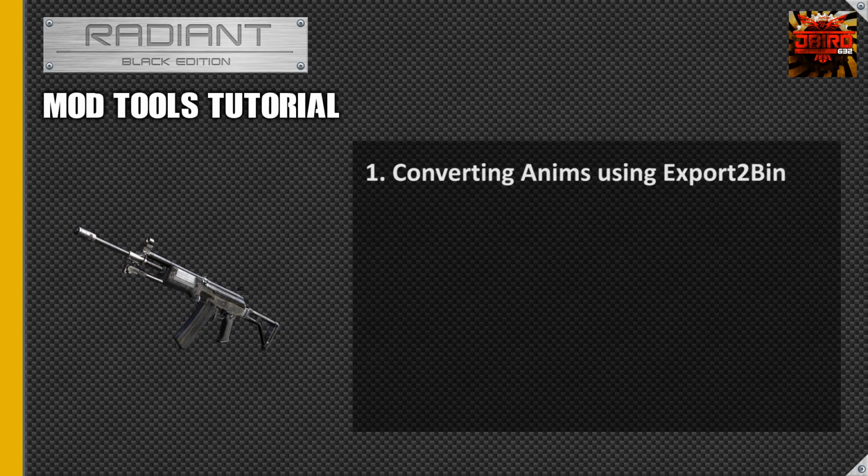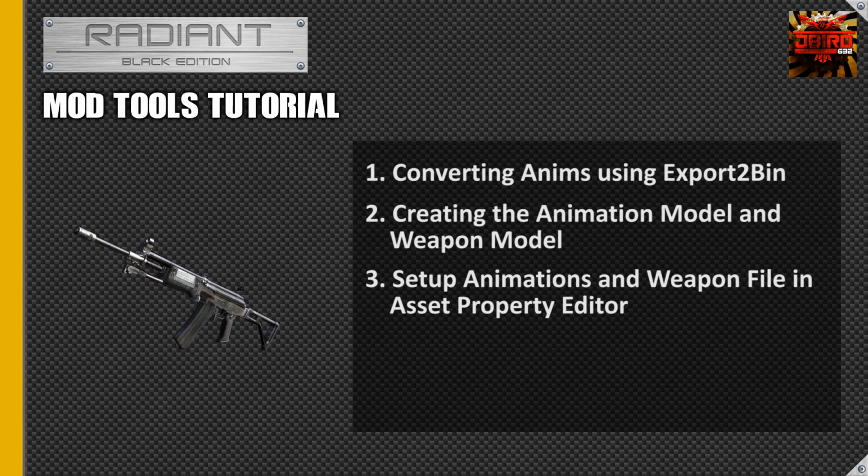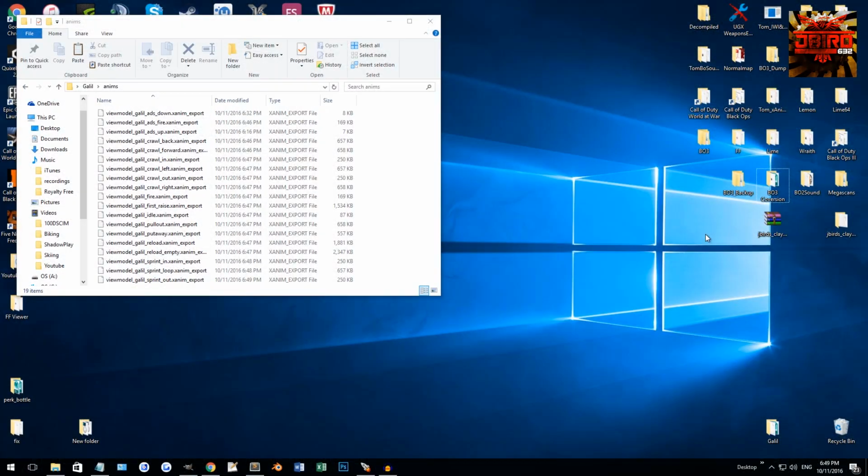And then once we've done that, I'll go over how to create an anim model so that the animations can use the anim model in APE, and we'll also really quickly make our weapon model for the third person model of the weapon. And then finally we'll jump into APE, set up our animations, then we're gonna also set up our weapon file. Alright guys, let's jump in.